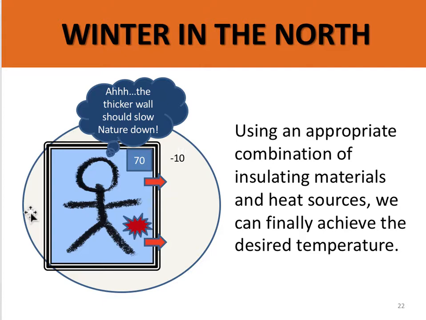Using an appropriate combination of insulation materials and heat sources, we can finally achieve the desired temperature. The point of maximizing the R value, that's the insulation value of the shell, is to slow down nature's tendency to equalize imbalances. If you can retain the heat, then you can reach your set point without having to have unnecessarily large heat sources. The more insulation, the slower the heat loss, and the smaller the heat source required at design temperature. When the BTUs in equals the BTUs out, the temperature remains constant.